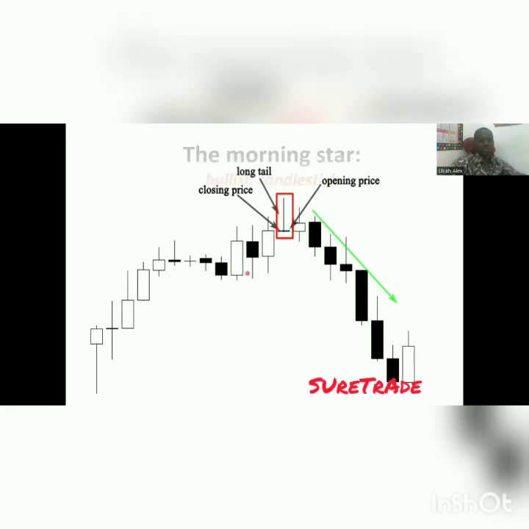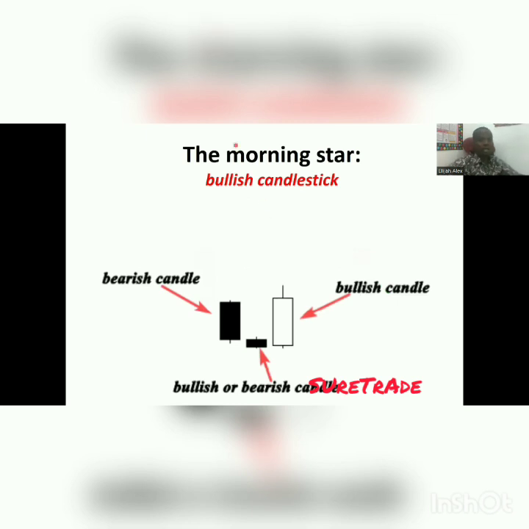All right, next is the morning star. I love this pattern because it occurs so much. I'm going to show you examples in the live chart soon. Don't worry. So we have the morning star. The morning star is a bullish candlestick pattern. The morning star is a three-candlestick formation.